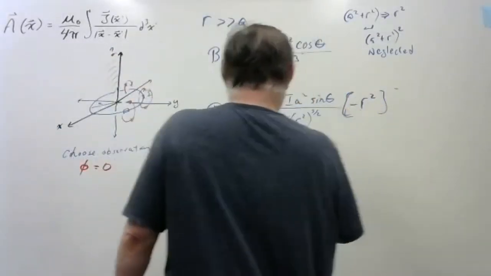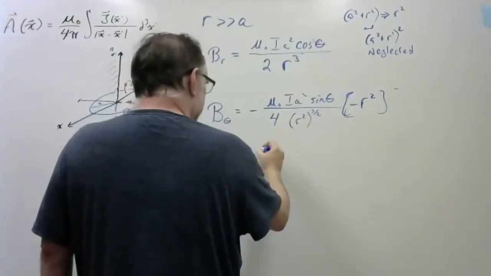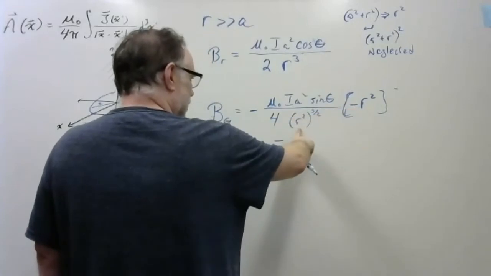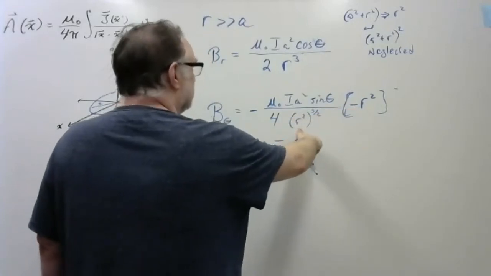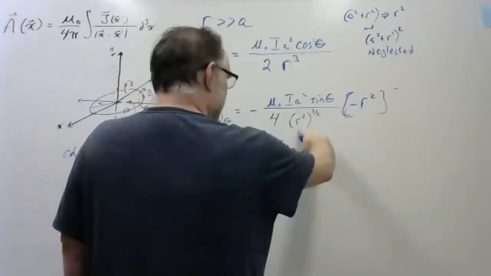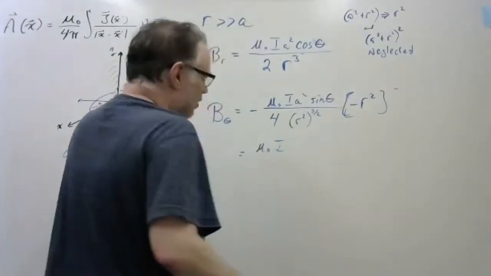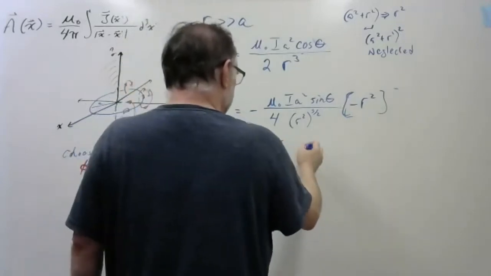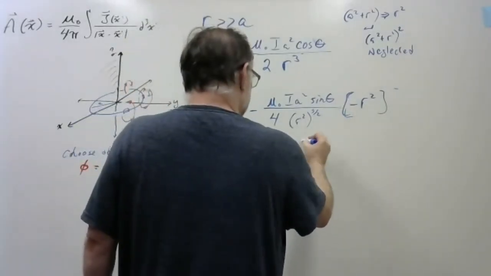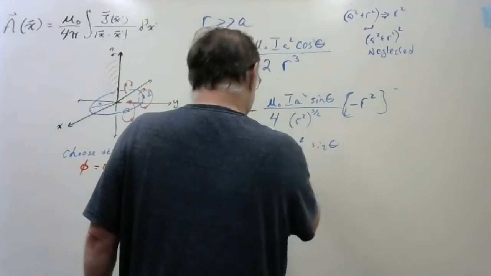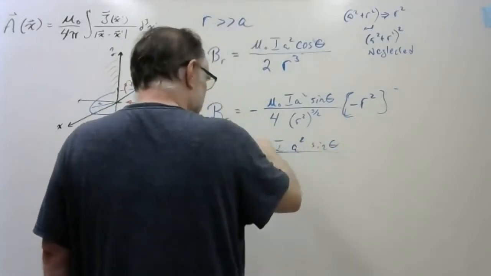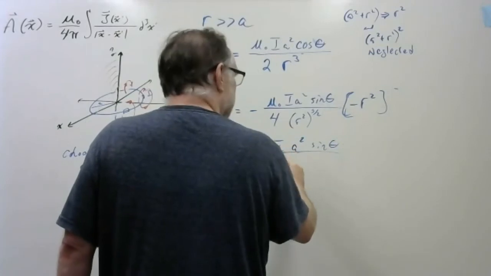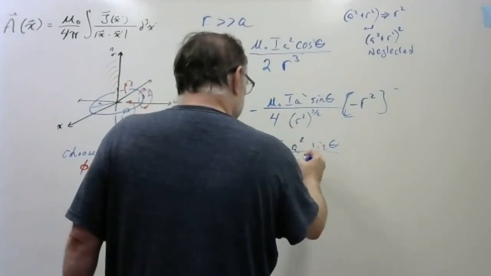All right. So let's see what this is. This is mu naught I. R squared cancels most of those. So r squared to the 5/2 over r squared to the 3/2 gives r cubed. So then this is mu naught I a squared sine theta over 4 r cubed.